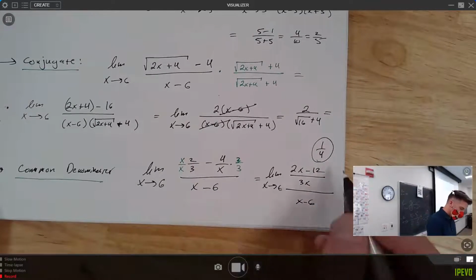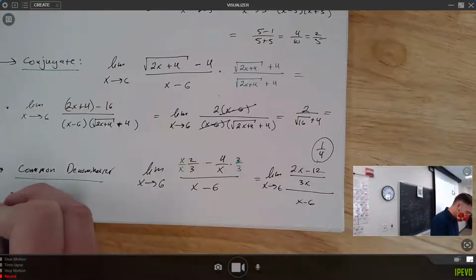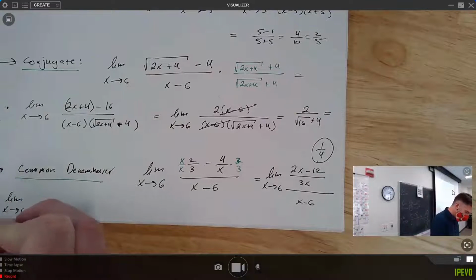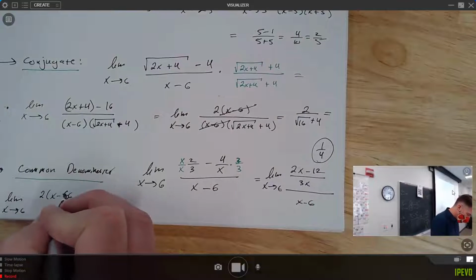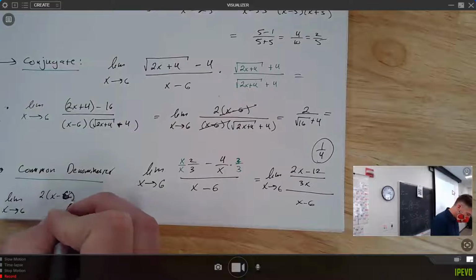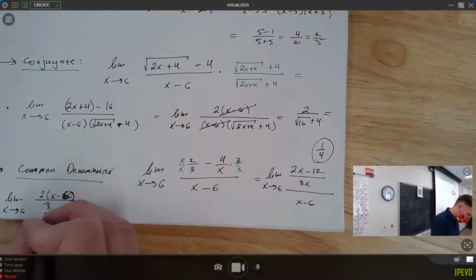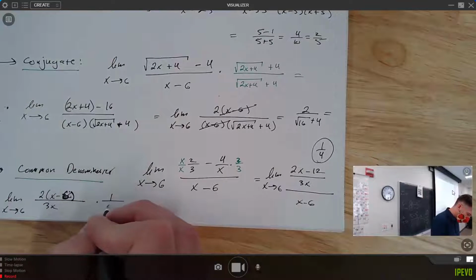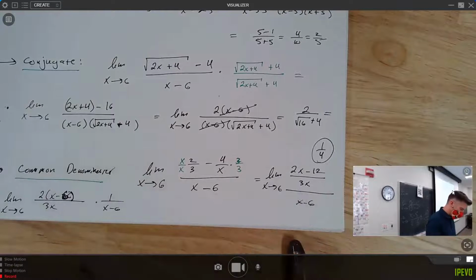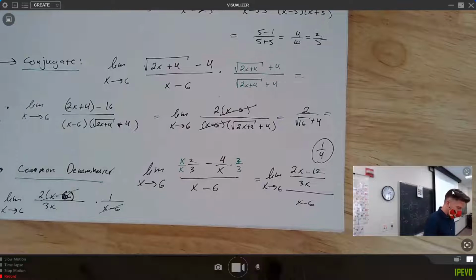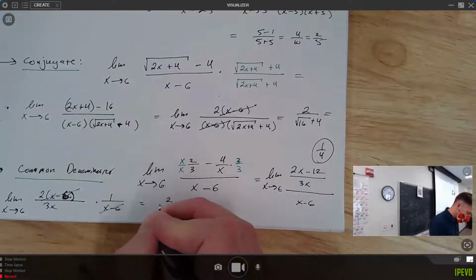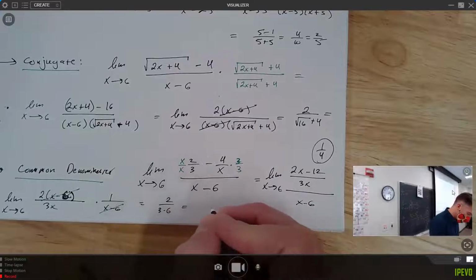And then simplifying this, we get the limit as x approaches 6 of 2 times (x minus 6) over 3x times 1 over (x minus 6). Sorry, it's a 6, believe it or not. And the x minus 6 is canceled, and we get 2 over 3 times 6, which is 1 over 9.